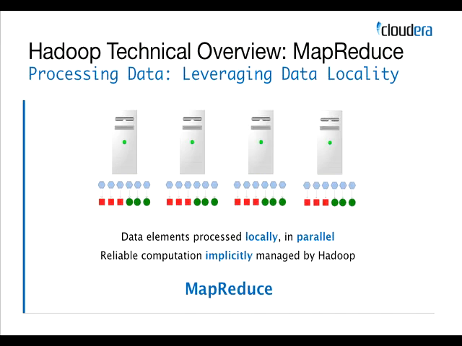So if you're asking a simple question, which is primarily scanning through data and extracting the 1% that you're interested in, you'll move 1% of the data across the network, which is very different than pulling all of that data across the network to then decide that you don't want to use 99% of it. So the key things that you need to understand are that the data elements are processed locally in parallel, and that reliable computation is managed implicitly by Hadoop.